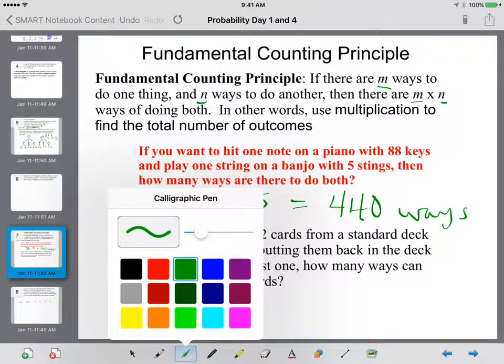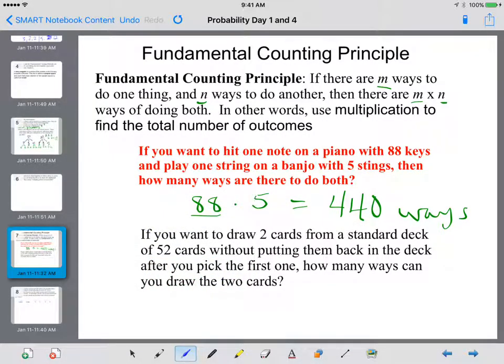Let's look at a second example here. If you want to draw 2 cards from a standard deck of 52 cards without putting them back in the deck after you pick the first one, how many ways can you draw the 2 cards? So if I draw the first card, I've got 52 cards in the deck. Key thing, without putting that card back, how many cards are still left in the deck? To draw my second card, there are 51. So 52 times 51 would leave us with 2,652 different ways of drawing 2 cards. Kind of a lot.